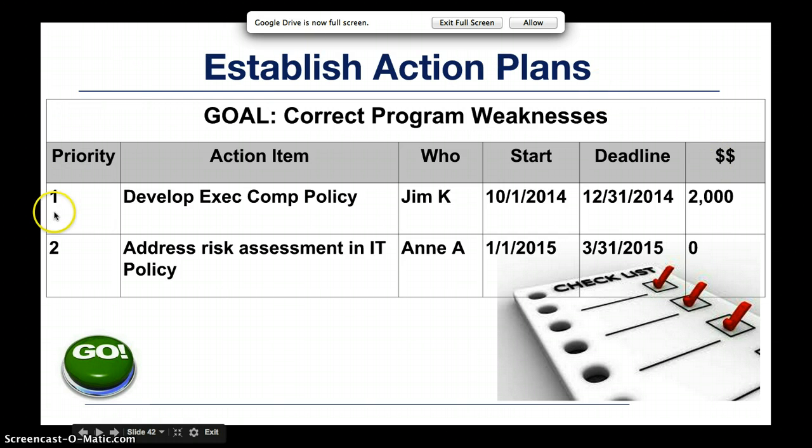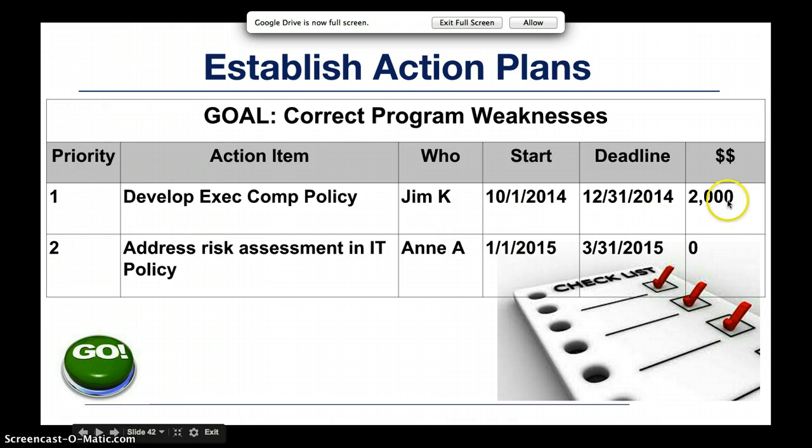So let's review the first item. It's our highest priority, a priority 1. Use the scale that you're accustomed to, but I always like to put the low numbers as the higher priority. Then use clear words starting with the verb: develop executive compensation policy. In this case, there's an abbreviation that might not be understood by everyone, and you may want to change that. The next is the who. That's Jim K. So name him specifically, and of course we talked about the start and the deadline.